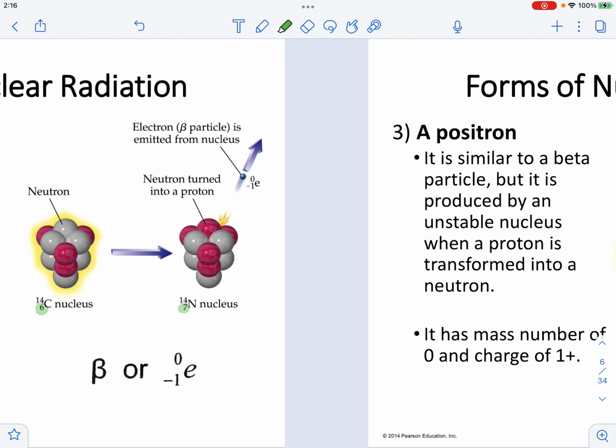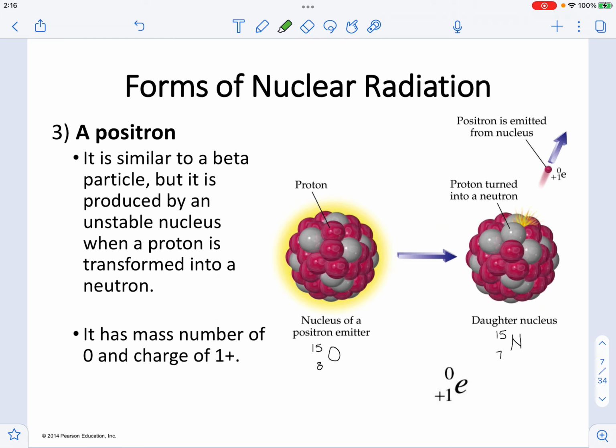There are 2 more types of nuclear radiation that you guys need to be familiar with. The next one is a positron. A positron is similar to a beta particle, but it is produced by an unstable nucleus when a proton is transformed into a neutron. So, as you can see here, overall, the particle itself has a mass number of 0 and it has a charge of +1.